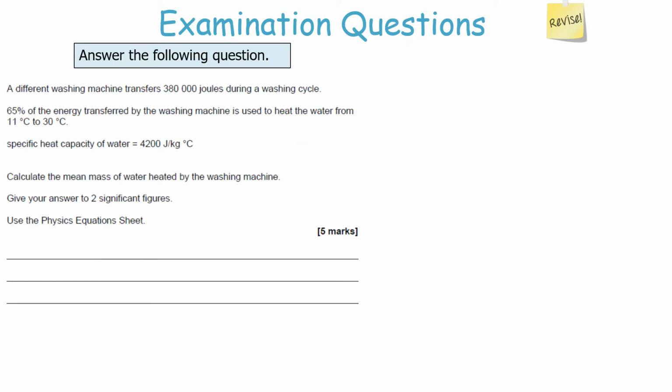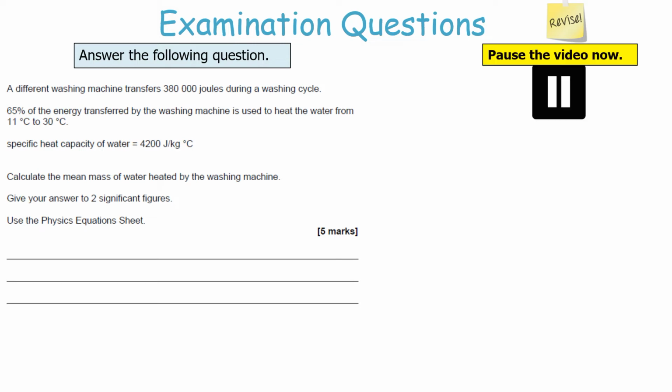The next question says a different washing machine transfers 380,000 joules during a washing cycle. 65% of the energy transferred by the washing machine is used to heat the water from 11 degrees to 30 degrees. The specific heat capacity of water is 4,200 joules per kilogram degrees Celsius. Calculate the mean mass of water heated by the washing machine. Give your answer to two significant figures. So pause the video now, then unpause the video when you want to go through your answer.